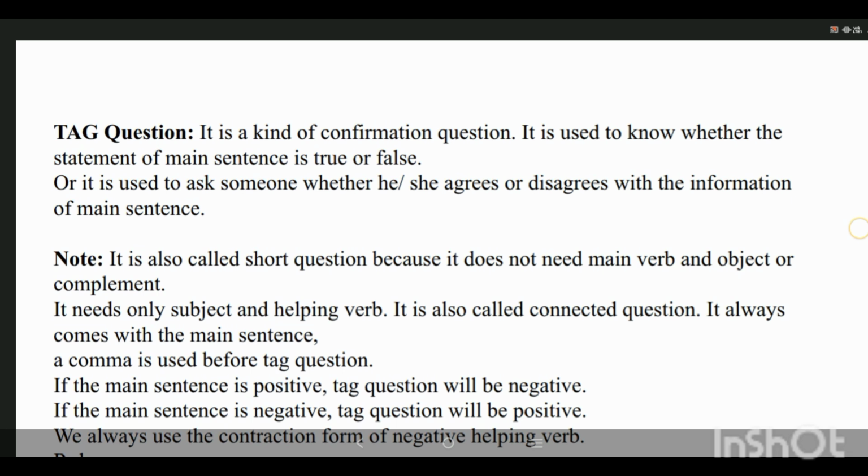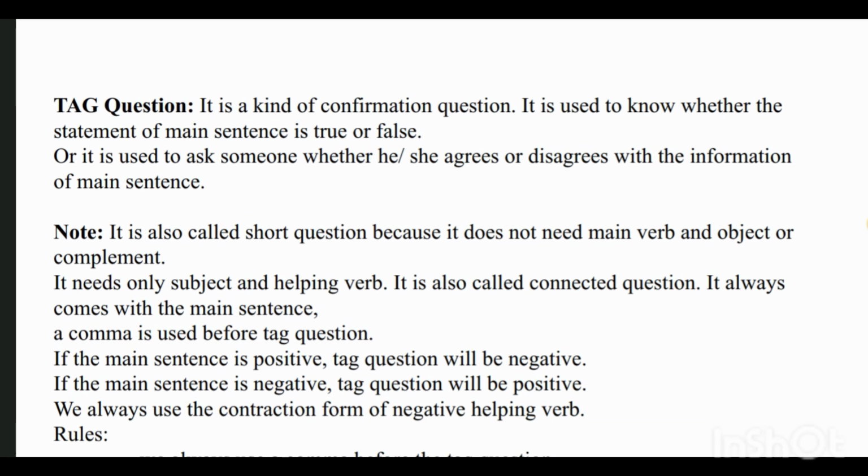Note, it's also called a short question because it does not need a main verb, object or complement. It needs only a subject and a helping verb. It's also called a connected question. It always comes with the main sentence. A comma is used before the tag question.